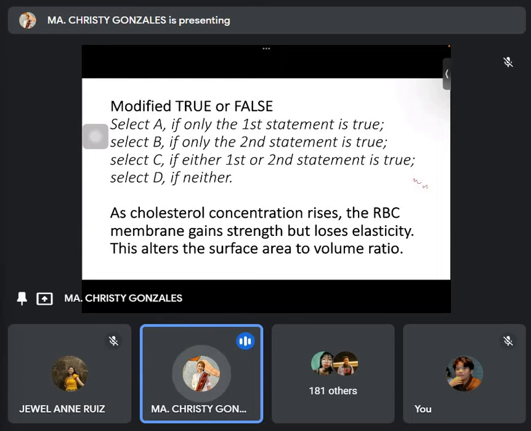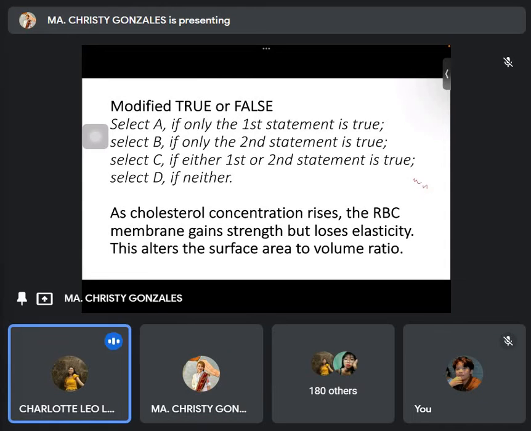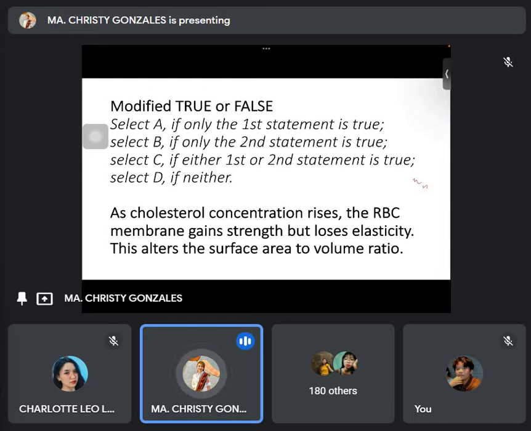Ulit, as cholesterol concentration rises, the RBC membrane gains strength. So that's true. Yung pangalawa, true ba yan or false? This alter the surface area to volume ratio. Is it true? False po. So the correct answer is only letter A. Okay? Letter A. Hindi naman naaapektuhan. Tumitigas lang siya, nagiging rigid lang siya. Pero hindi affected yung volume, hindi rin affected yung surface area. Naintindihan?